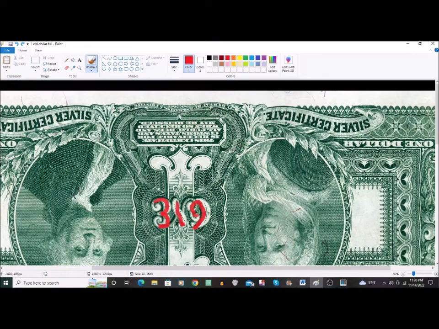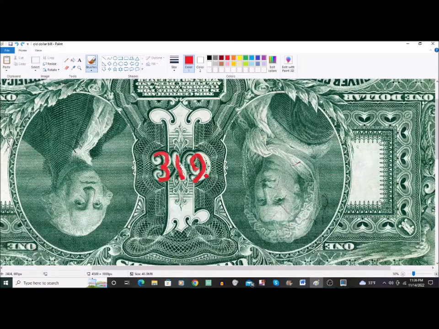You know, is this an owl? Is it a bear? What the hell is this thing? I don't know. Any ideas, please? What do you get from that? But anyway, this number 319. Get to the point, Dan.